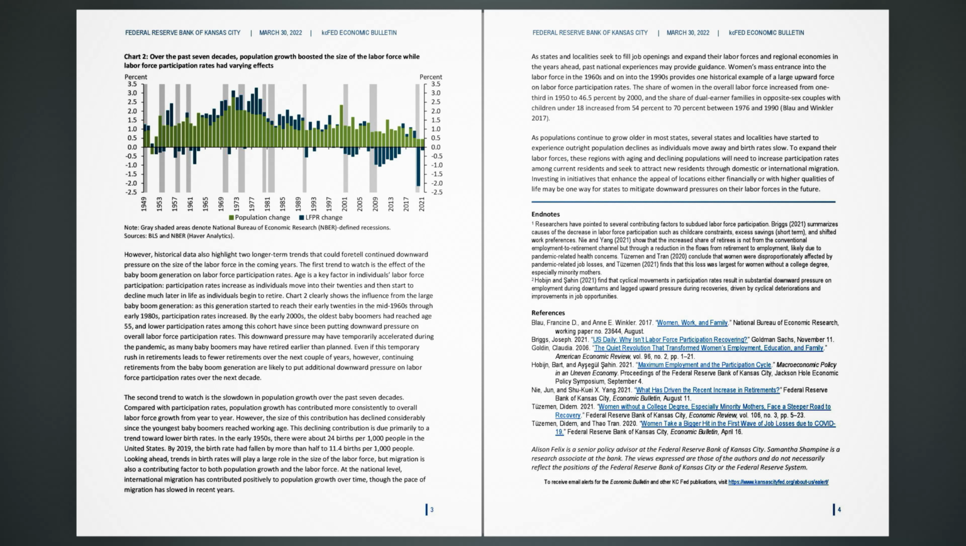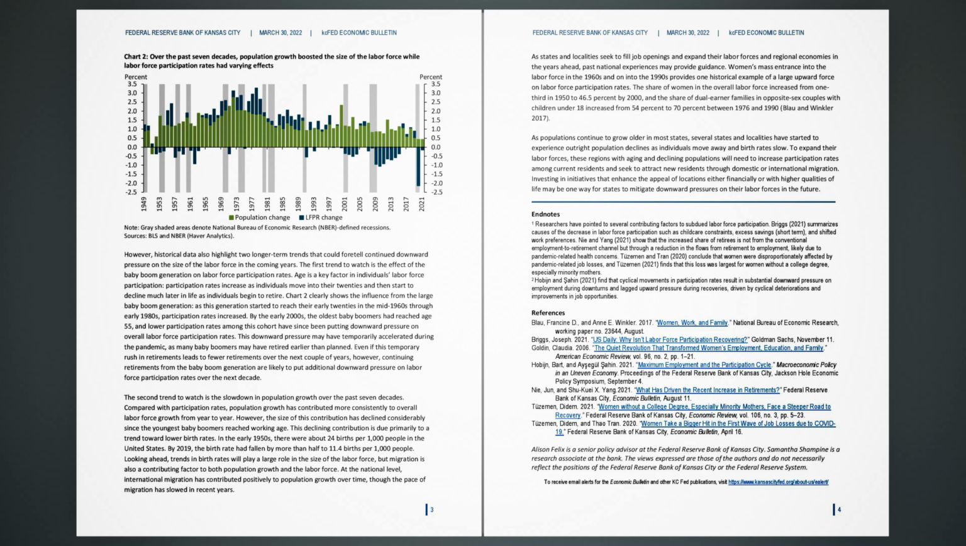As this generation started to reach their early 20s in the mid-1960s through early 1980s, participation rates increased. By the early 2000s, the oldest baby boomers had reached age 55, and lower participation rates among this cohort have since been putting downward pressure on overall labor force participation rates. This downward pressure may have temporarily accelerated during the pandemic, as many baby boomers may have retired earlier than planned.